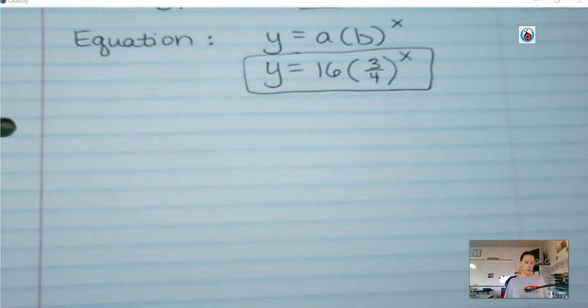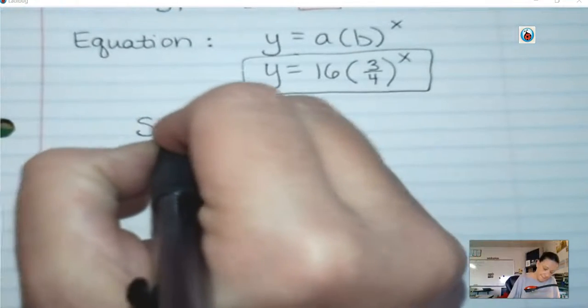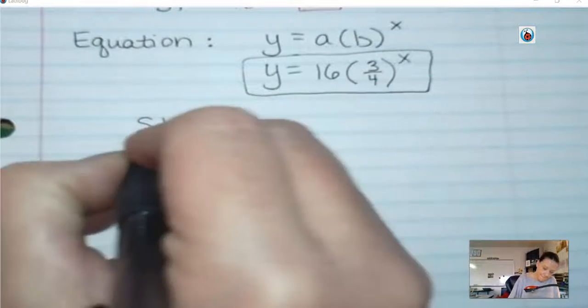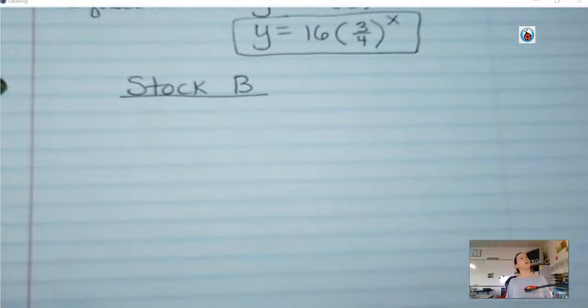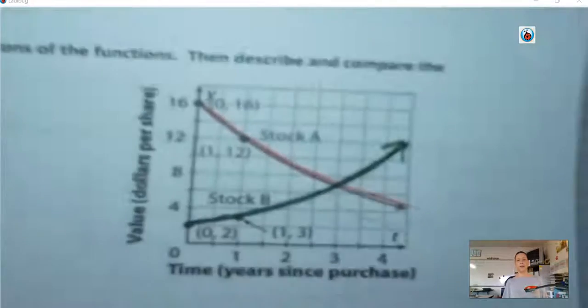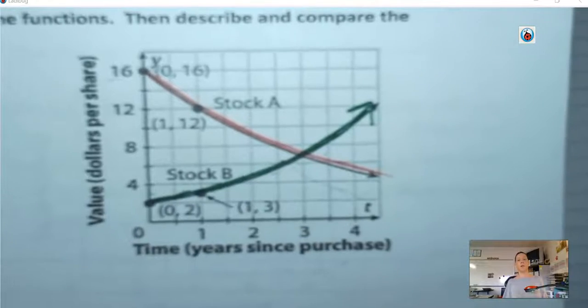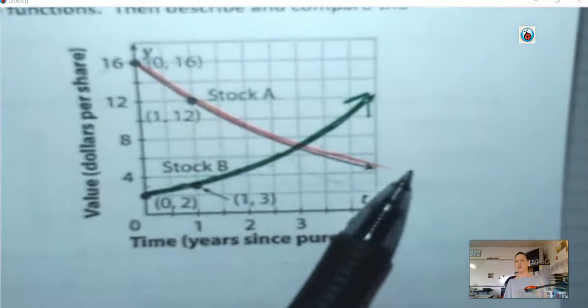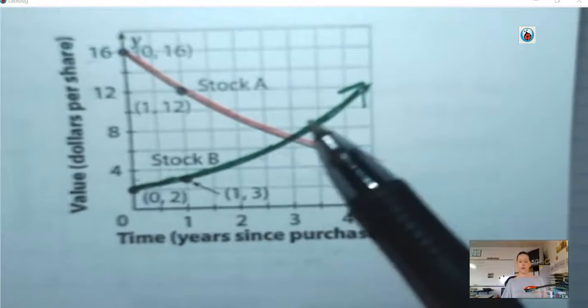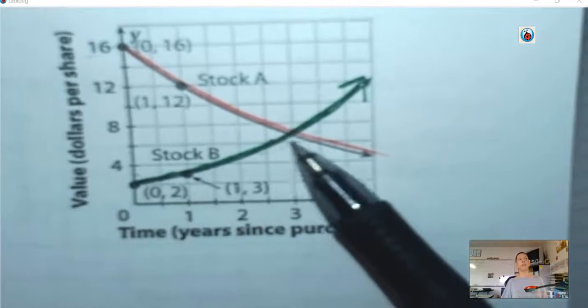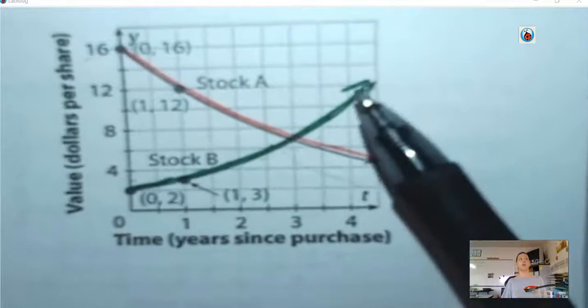Okay, so we're going to do stock B now. So we're still looking at that same question, and they gave us 2 stocks. One was coming down in value. That's the one we just figured out. Now we're figuring out the equation for stock B. Stock B is going up in value. So your B value, it should be a growth. It should be bigger than 1 when you're done.